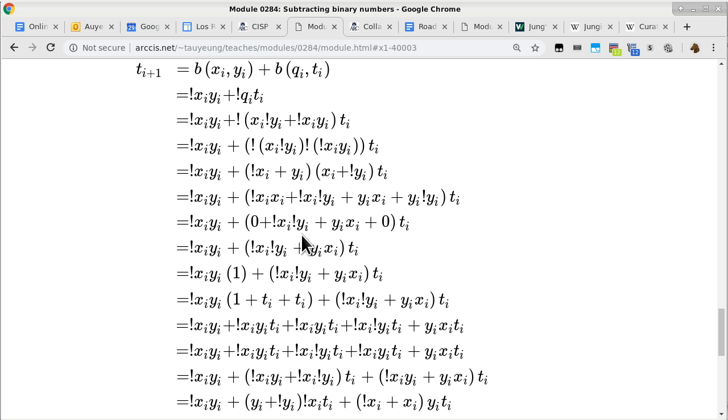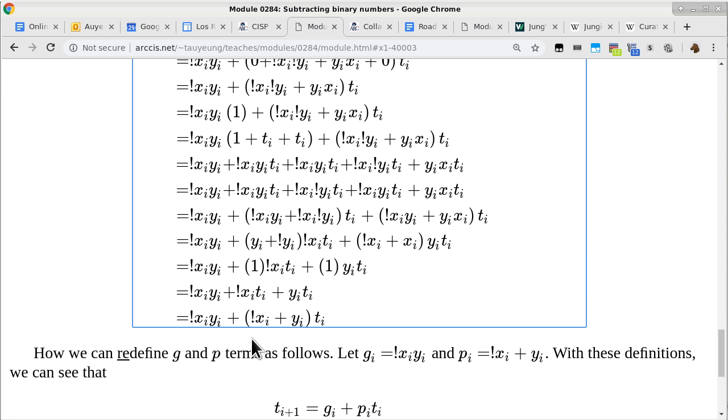So here's another gigantic derivation, which you don't have to be able to do, but I hope you can read it and understand it. Let's skip all the way to the end. T i plus 1 equals this thing here. I'm going to define my new G term to be not Xi and Yi, and a new P term to be not Xi or Yi.